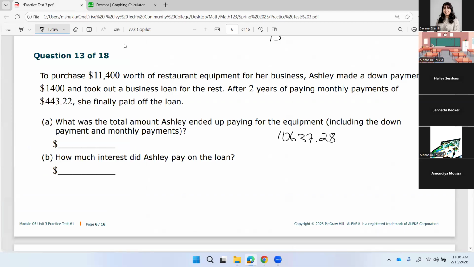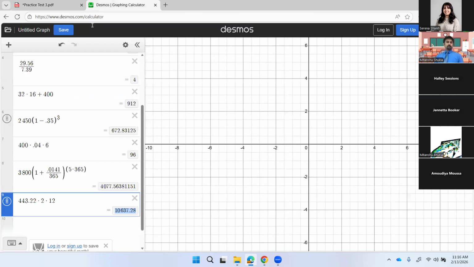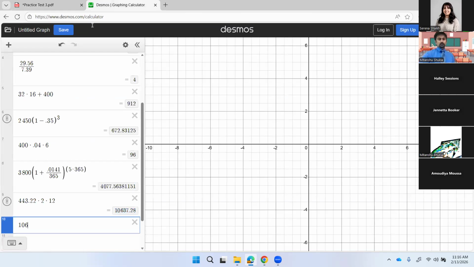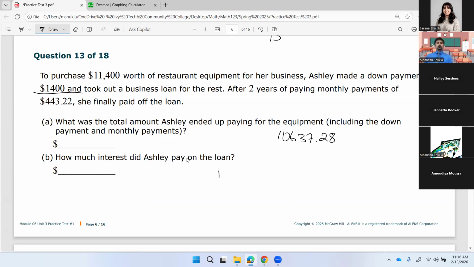Does this include the down payment? No. Right? We need to add $1,400 to this. I get 12,037.28. Right? Good. So this is how much money was paid in total.